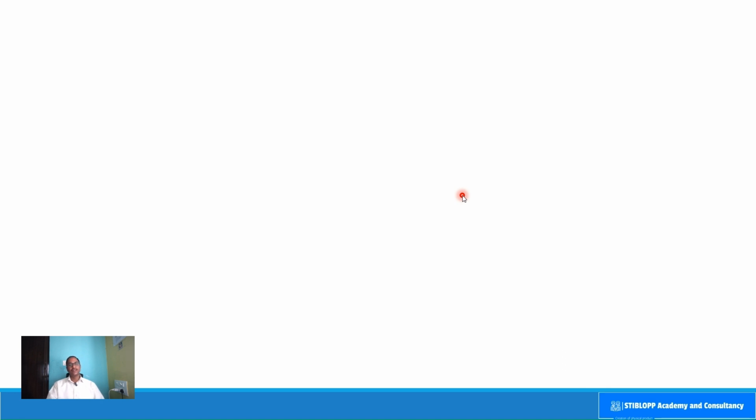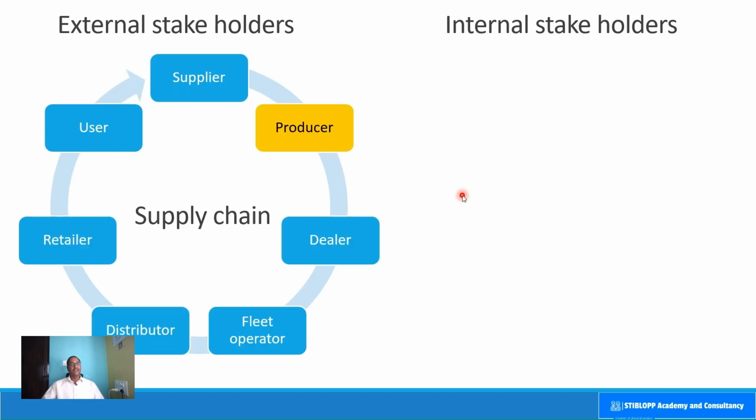Moving on. Let's try to understand who our stakeholders are, the external stakeholders and the internal stakeholders. These are our external stakeholders. We have the producer, dealer, fleet operator, distributor, retailer, user, and the supplier. All these stakeholders are bound by the supply chain. These are the stakeholders who influence the business of the producer.